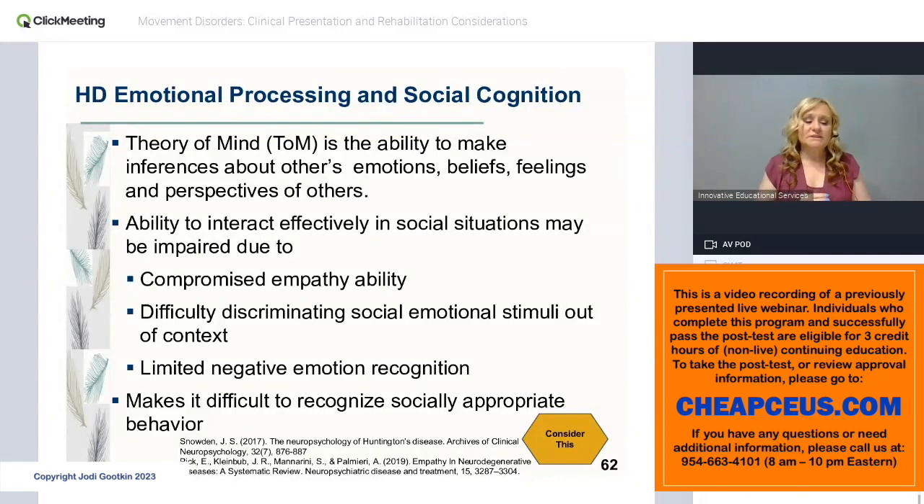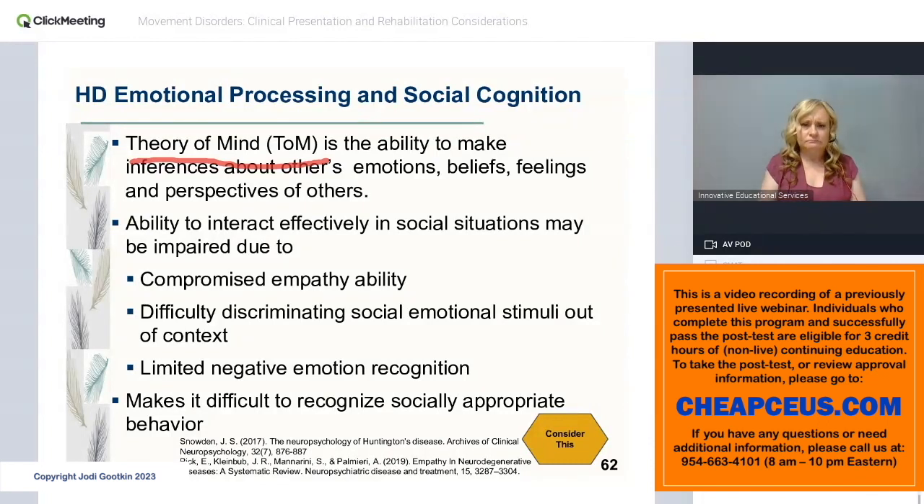The emotional processing piece for individuals with Huntington's disease relates to theory of mind, and this occurs with individuals with many different conditions. Theory of mind looks at, if you use the picture cards of different emotions, can the person read that? Can you extrapolate what someone is feeling or thinking based on their facial expression? Particularly with negative emotions, anger.